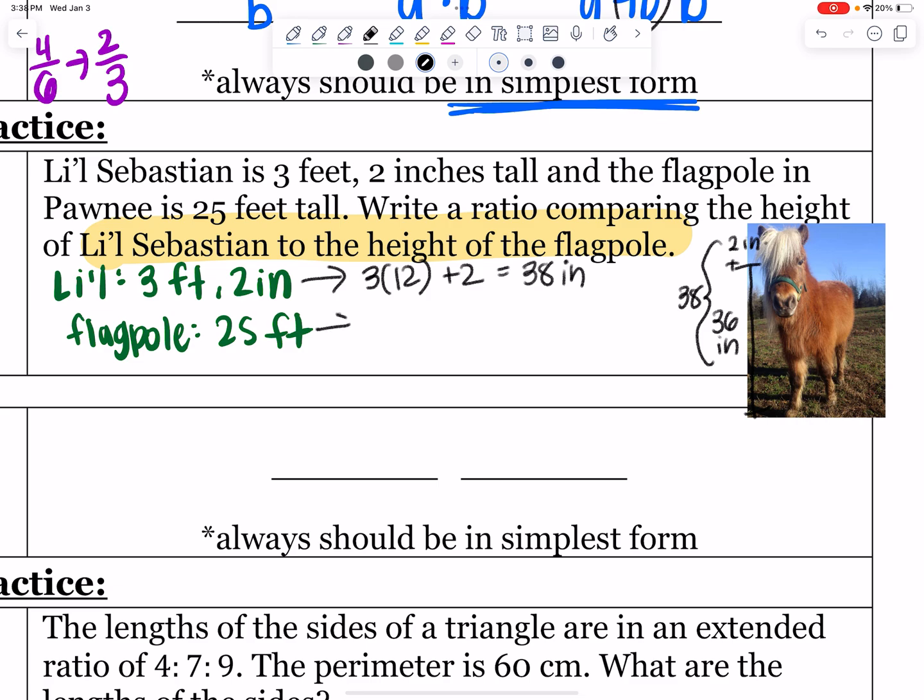And the flagpole, I also want to be in inches, so I'm going to do 25 times 12, which is 300 inches. So now I'm going to compare. It says compare the height of Lil Sebastian to the height of the flagpole.